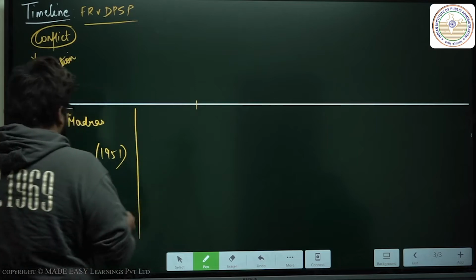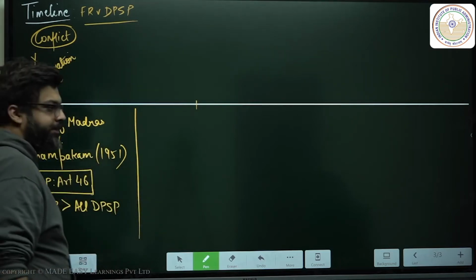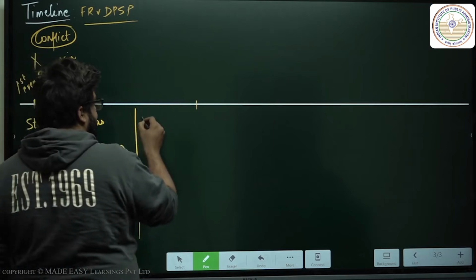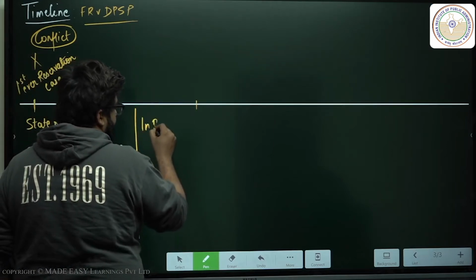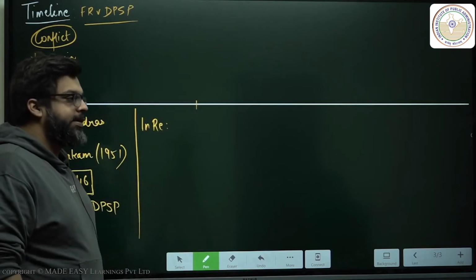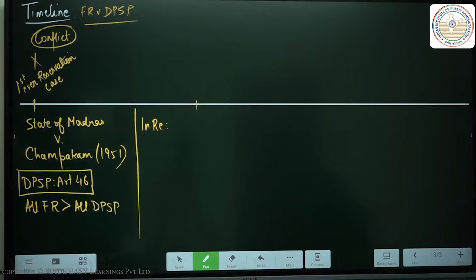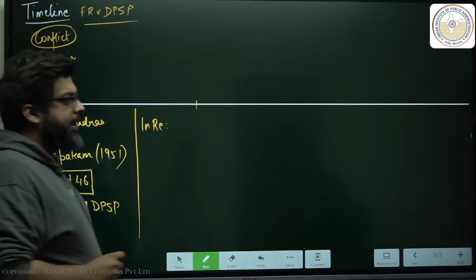This case, unlike most cases, is not like A versus B. This case is in RE, that is a short form of in reference. In RE stands for in reference. I'll tell you what it means. Okay, the Kerala Education Bill.